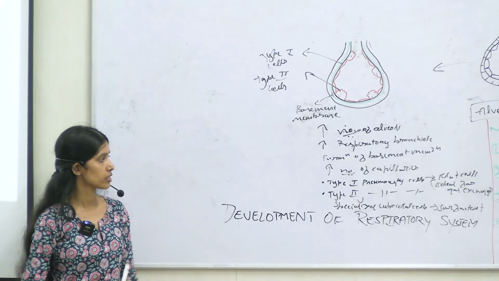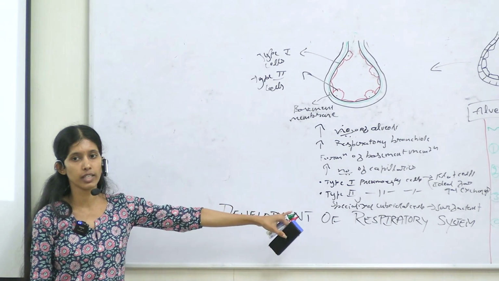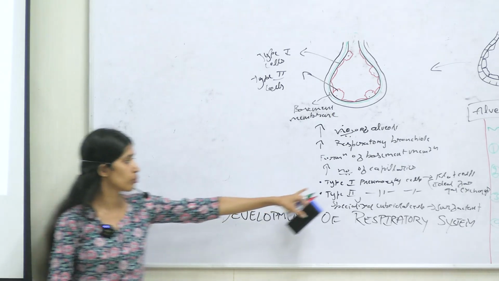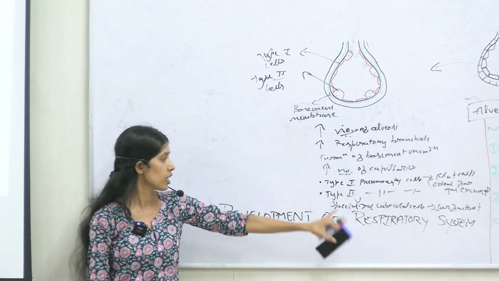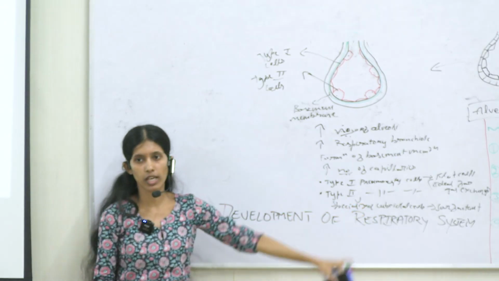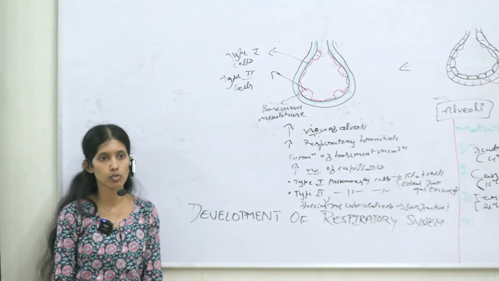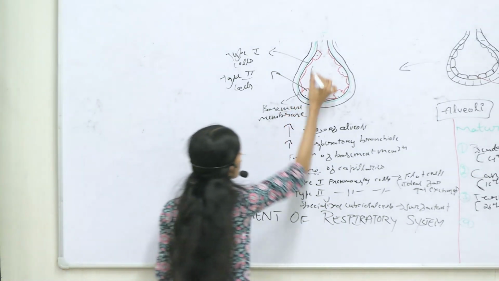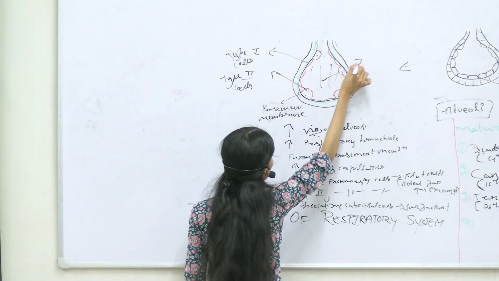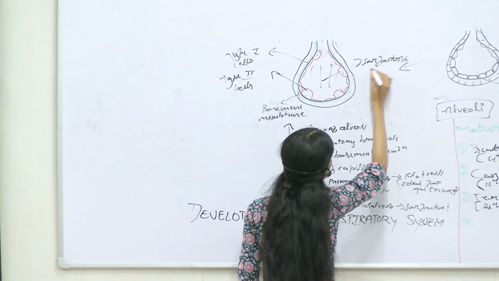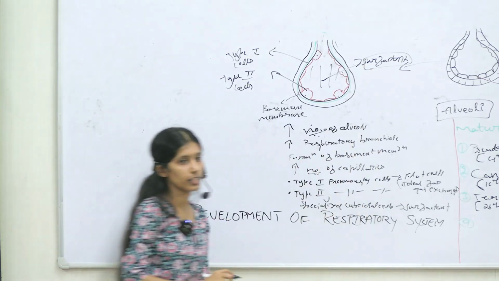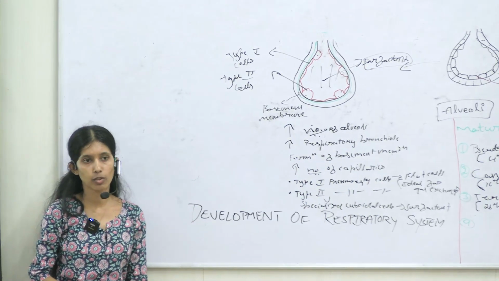In this stage, we can see the formation of type 1 and type 2 cells. Your type 1 cells are flat cells which are ideal for gas exchange, and type 2 cells are specialized cuboidal cells which form the surfactant. This area is the surfactant now. Any doubts? Any doubts in this?